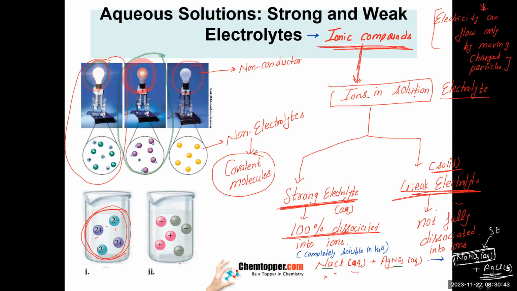So covalent molecules are non-electrolytes because they don't have ions in them. You put them into water, they are soluble. With covalent molecules, I can write like this, C6H12O6 (aq). AQ means soluble. But is it an electrolyte? No, it's a non-electrolyte, right?